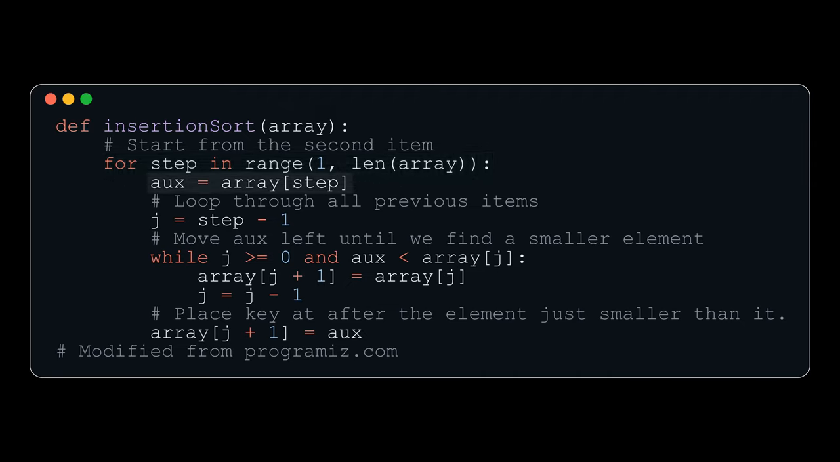We then save this value in an auxiliary variable and start moving to the left until we reach a value smaller than it, effectively pushing all other elements to the right as we go. Once we found a value smaller than the one in the auxiliary variable, we place the auxiliary value back into the array in its correct spot.